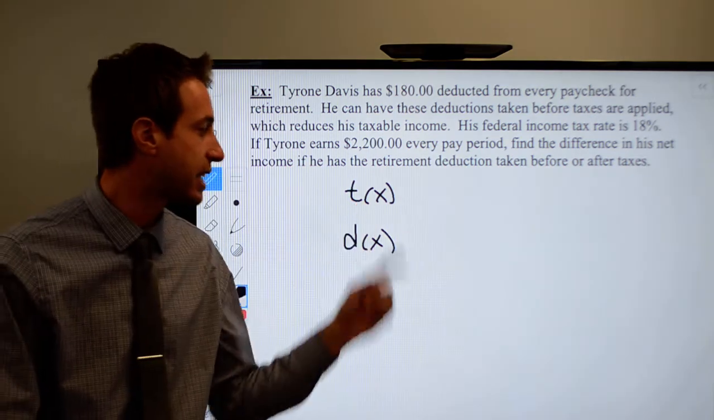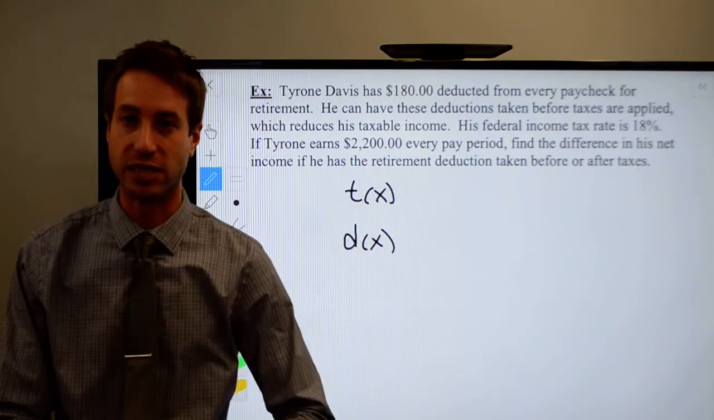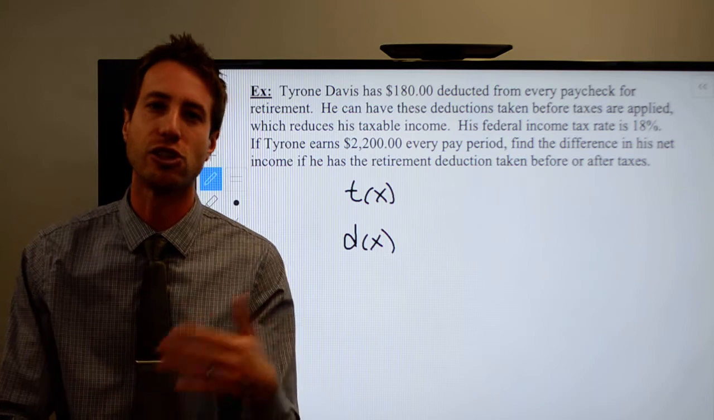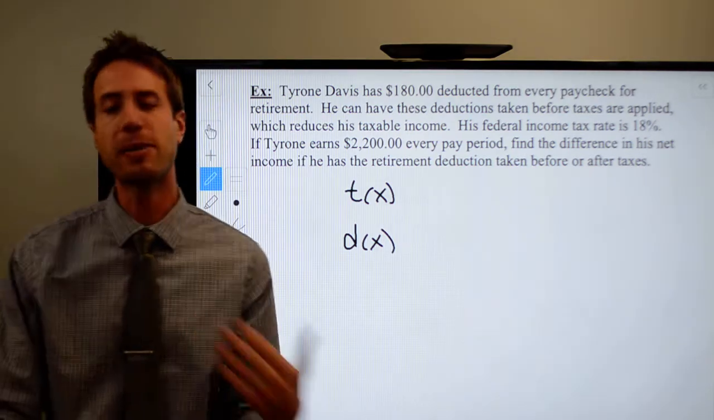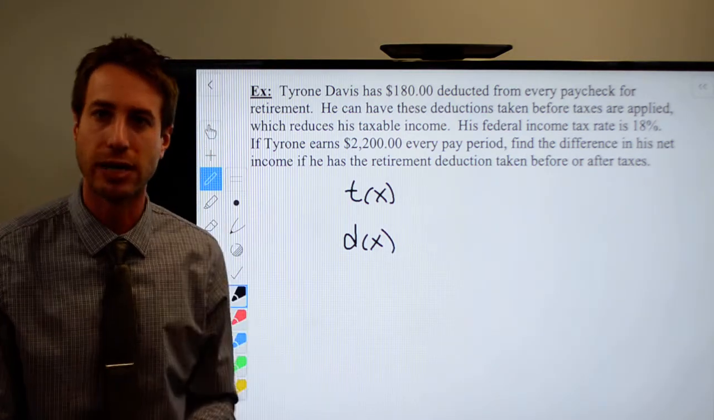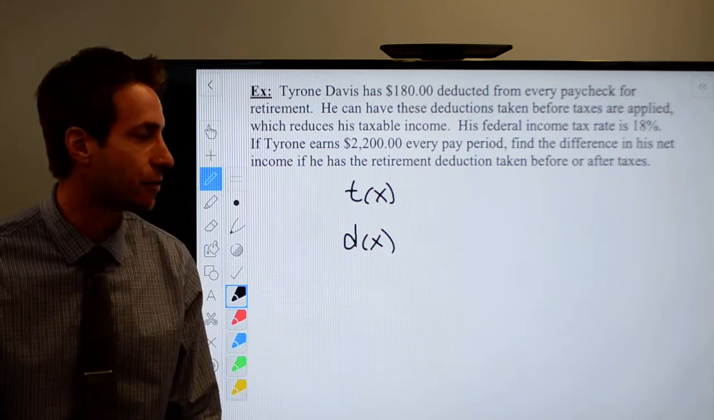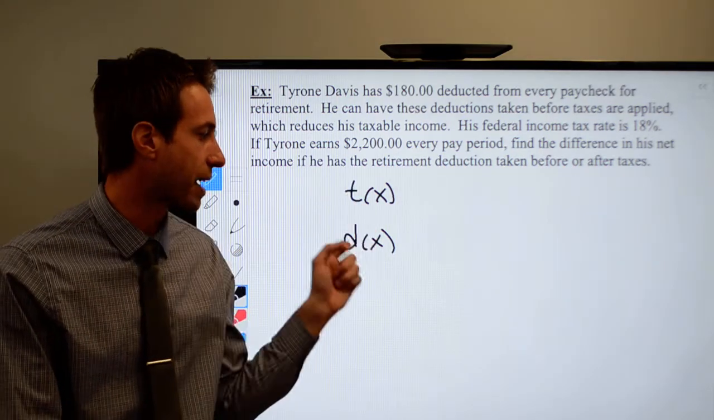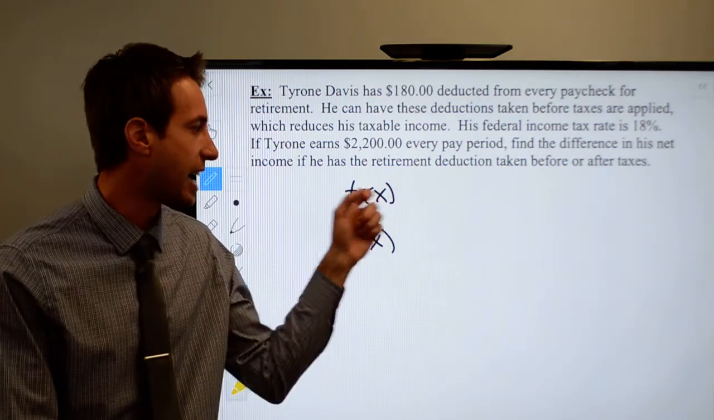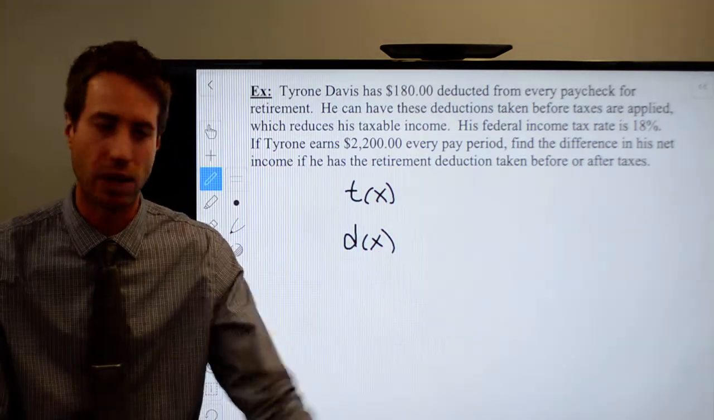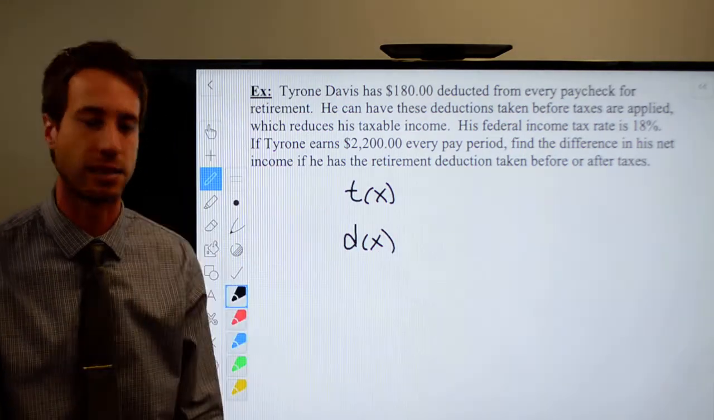So T for taxes and D for deductions. Again, you can name the functions anything you want to, but because I can name them anything I want to, I'll name one T for taxes and D for deductions. You could certainly name them f of x and g of x like we've been doing, or h of x and k of x, and whatever. Name them whatever you want, but T and D makes sense to me.